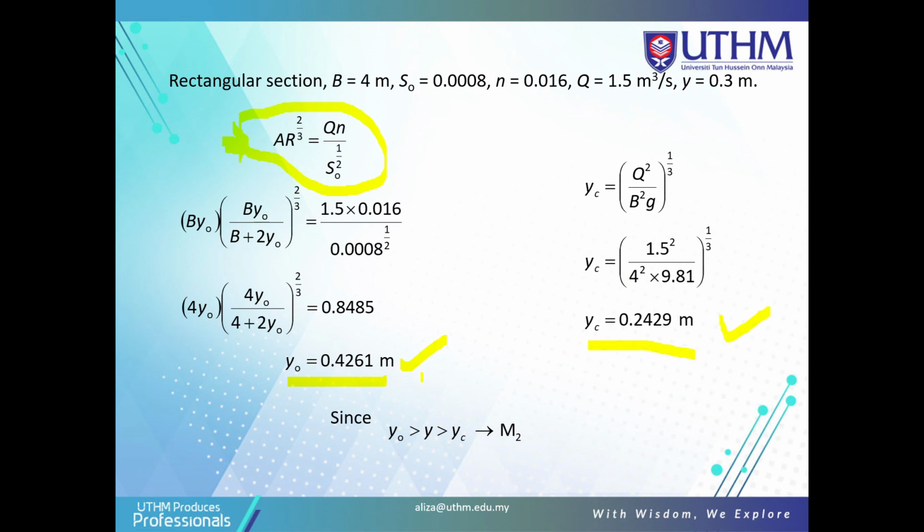Now after you get the y naught and you get the yc, you just explain this one. So this is actually 6 marks, 6 marks for this question. They just want you to find the y naught, find the yc, and then you must explain which type of profile it is for the GVF.